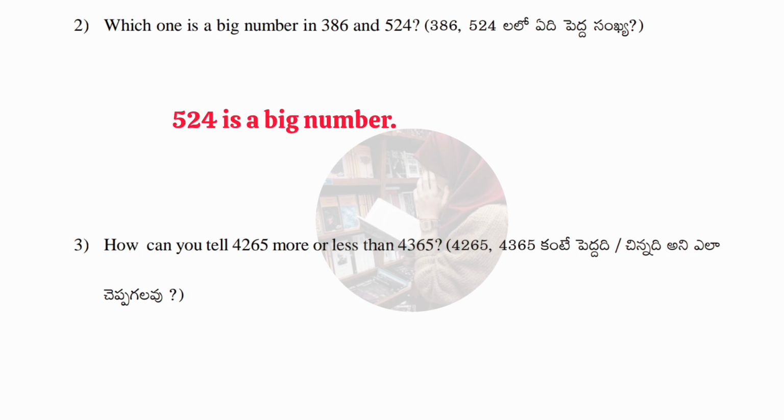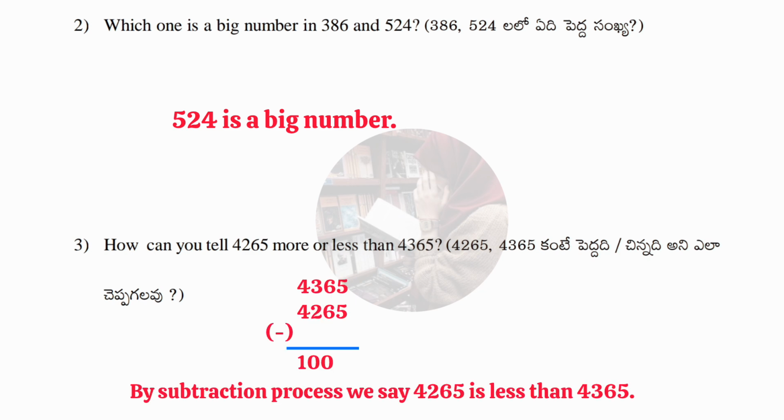So absolutely 524 is the biggest number. Next, third question, how can you tell 4265 is more or less than 4365? Okay, just by seeing the number only we can easily say that 4265 is less than 4365. If you want, you just show the subtraction there. 4365 minus 4265, you will get 100. So 100 is the difference between both the numbers. So then 4365 is the biggest number.